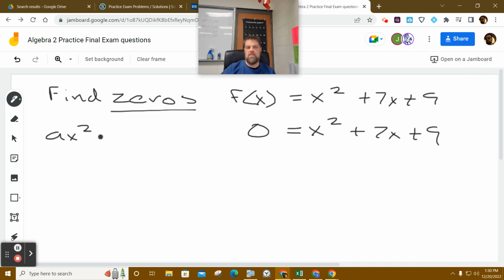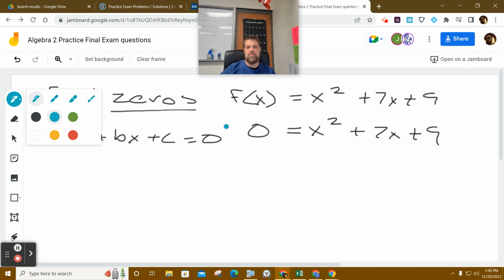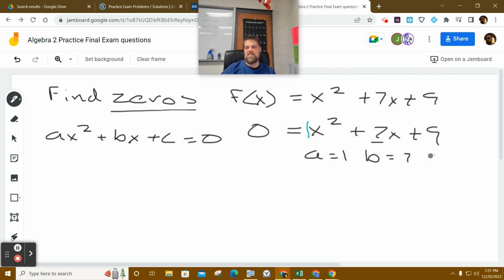Remember, it's written in the form ax squared plus bx plus c, just like our last example, equals 0. So that means that there is an implied 1 in front here. So that means that my a term is equal to 1. My b term, which is in front of the x, is equal to 7. My c term, which is the constant, is equal to 9.